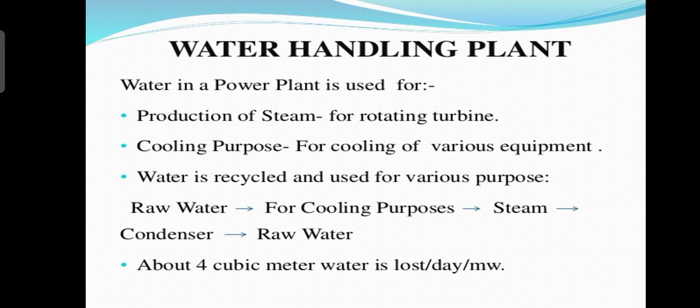Water handling plant. Water in a power plant is used for producing steam for rotating the turbine, for the cooling process, and for cooling of equipment. Water is recycled and used for various processes. Raw water is used for the cooling process, steam, and condenser; about 4 cubic meters of water is lost per day.